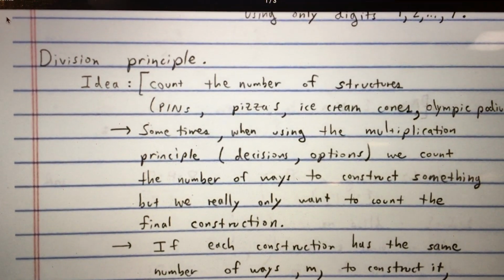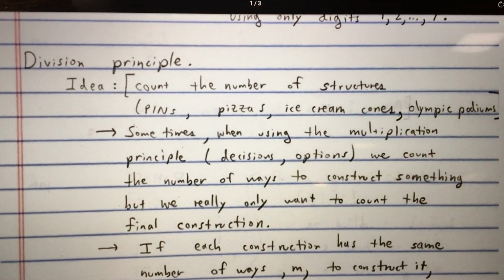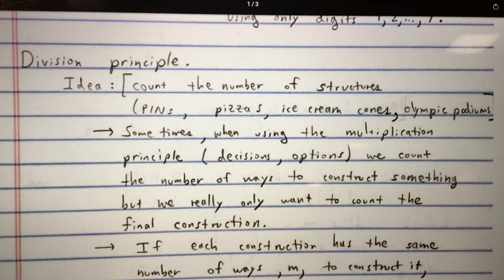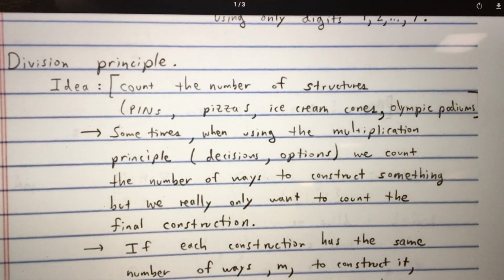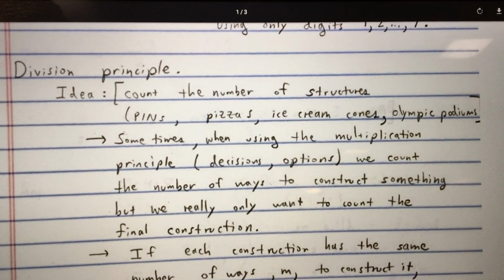Okay, the idea of the division principle here. Let's start by reminding ourselves that we're trying to count the number of something. The number of structures in general would be one way of describing it. The structures can be anything, though.